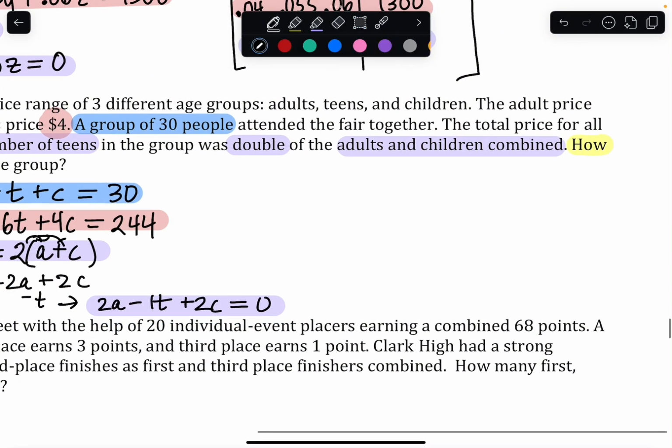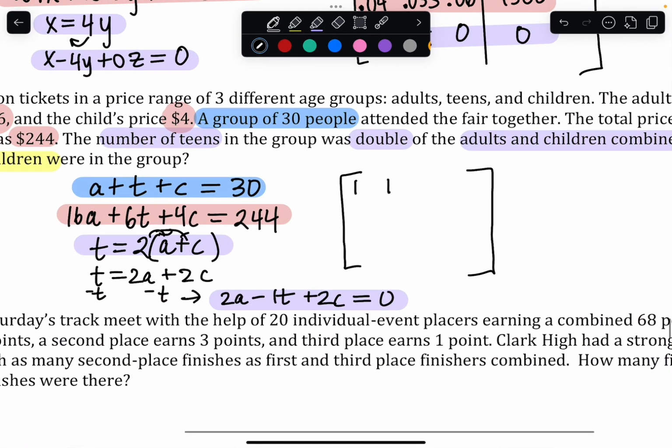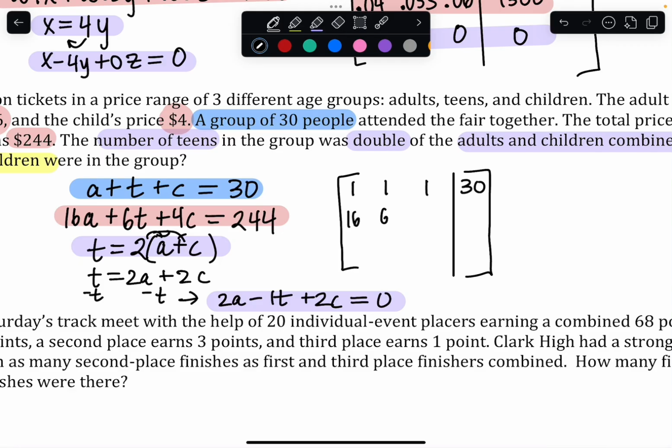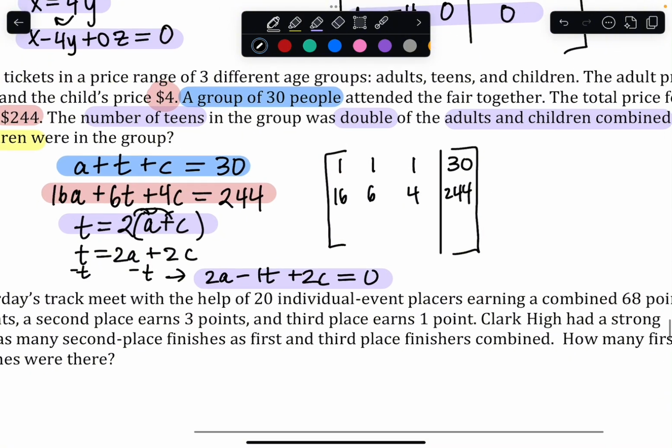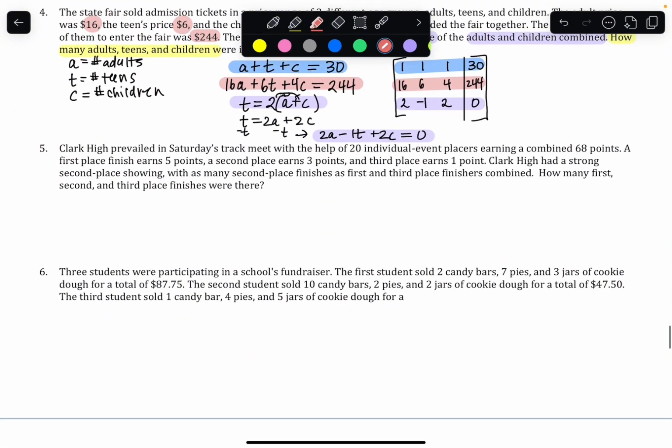Okay, and so our matrix from the blue equation, we have 1, 1, 1, 30. From the red equation, 16, 6, 4, 244. And then from the last equation, 2, negative 1, 2, 0. Type that in your calculator and get your final answer.